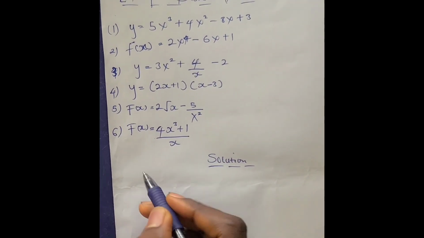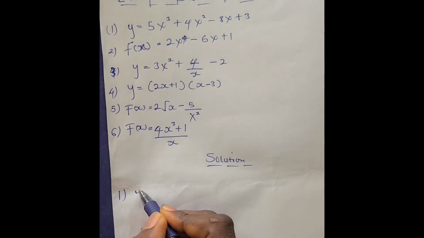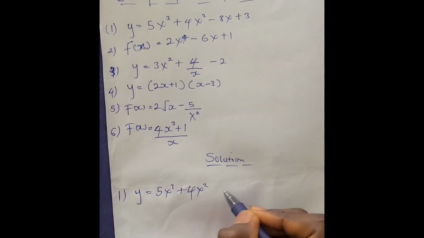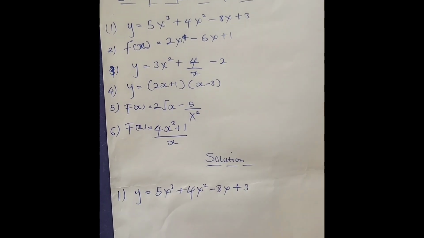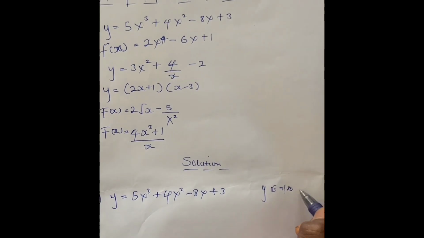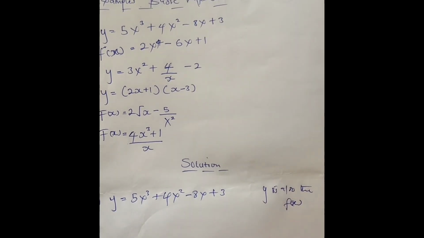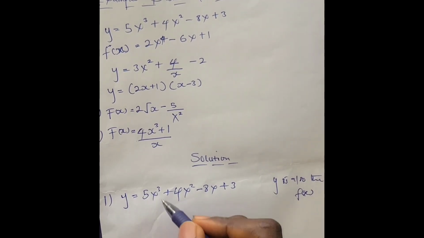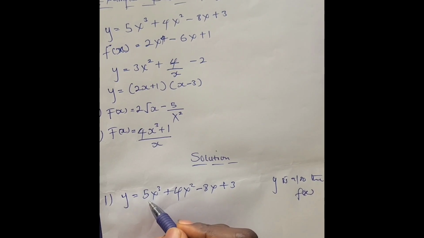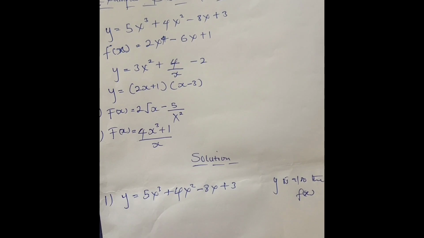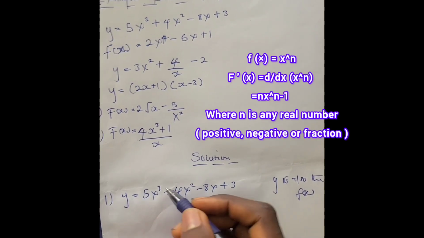Let's take number 1. It says y is equal to 5x cubed plus 4x squared minus 8x plus 3. Remember, y is also the same as f of x, and I'm using them interchangeably so that you will not be confused. So now, differentiation involves using this 5 to multiply 3, then minus 1.